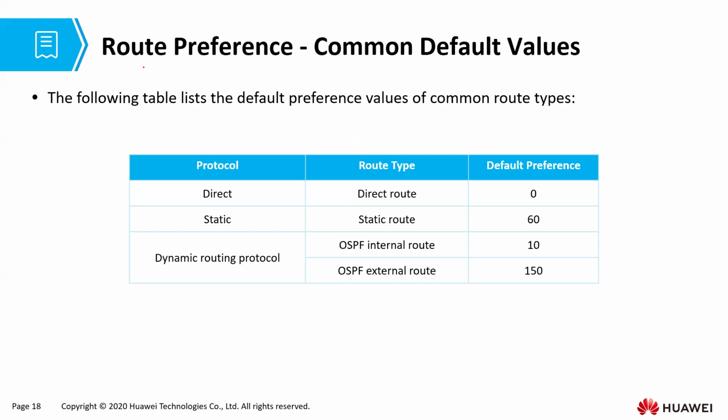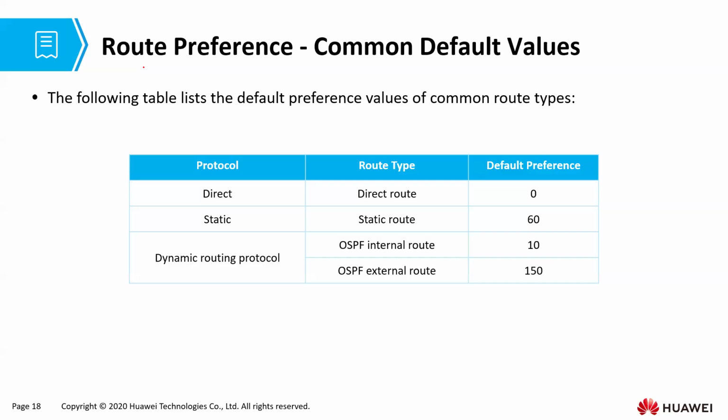The common default values are ones I memorize. To me, it's a bit confusing, mostly because of Cisco, but I memorize them. A direct route, 0, is preferred over anything else. Why? We trust the router and its interfaces. I think that's why it's most preferred. Then we have static routes, OSPF internal route, OSPF external route. We trust an internal route more than an external route.